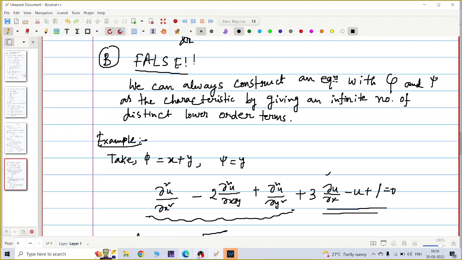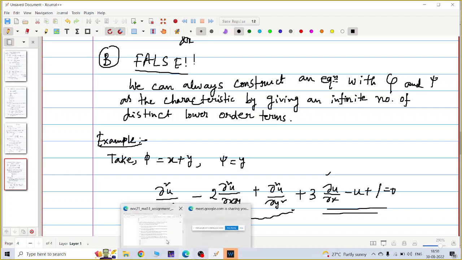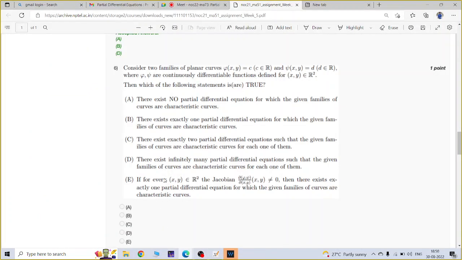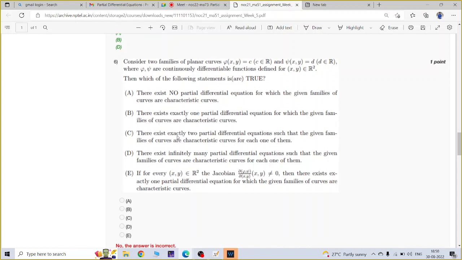So I will show you then what is the option C, D, E. Option C is saying that there are exactly two partial differential equations such that the given families of curve are the characteristics for each one of them. Is it okay? It is also false, right? Because I got an infinite number, not exactly one, not exactly two. I can find any by changing the lower order term. So my option C is false.